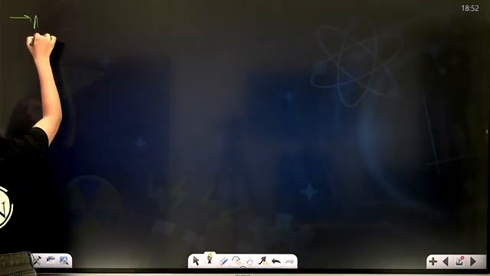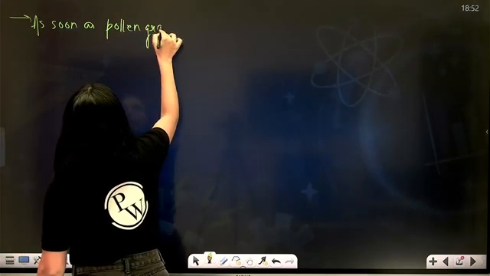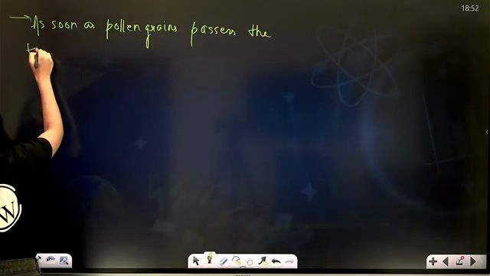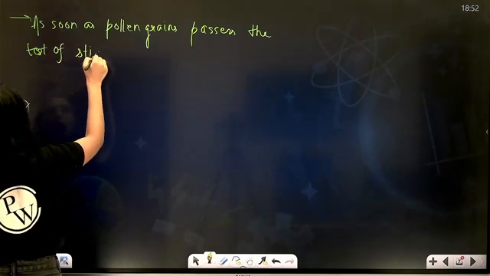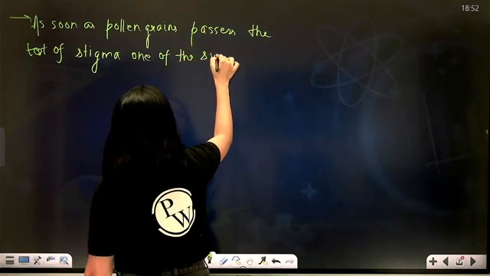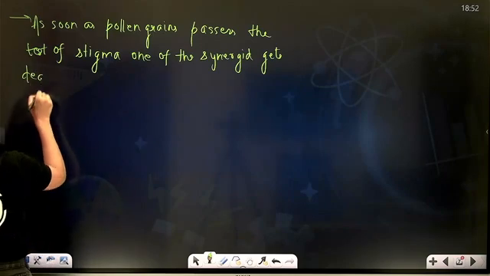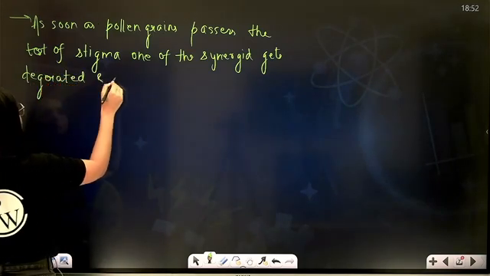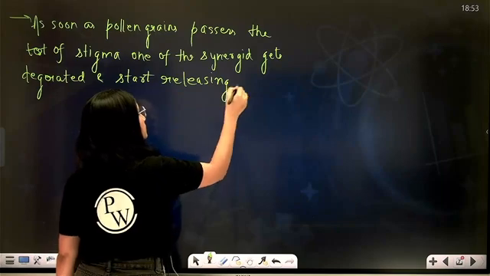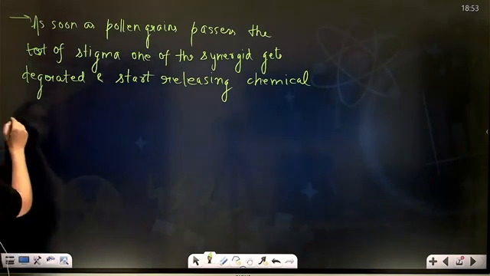So the second point is, as soon as the pollen grain passes the test of the stigma, out of the two synergids, one synergid gets degenerated and starts releasing chemical. Next point.